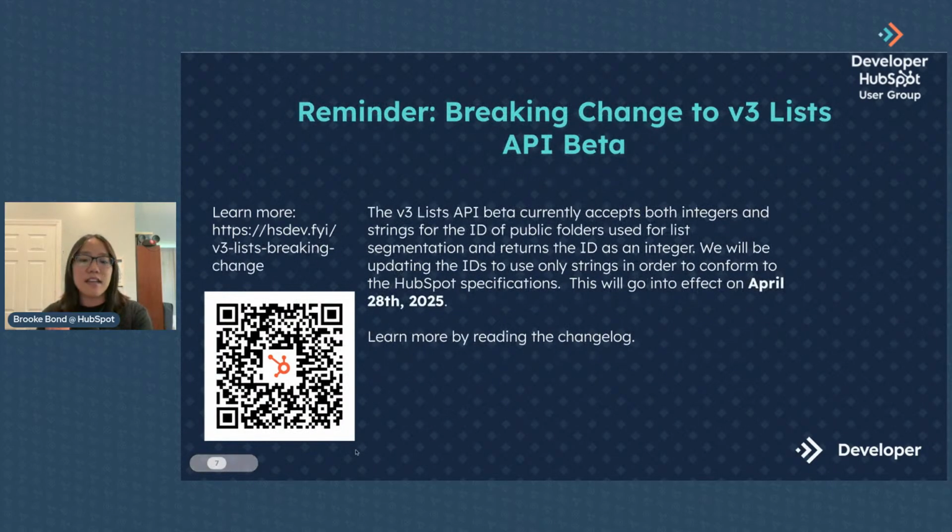And the final announcement that I have is a reminder about a breaking change update to the V3 lists API beta. The V3 beta currently accepts both integers and strings for the ID of public folders used for list segmentation and returns the ID as an integer. So we're going to be updating the IDs to use only strings in order to conform to our specifications. This will go into effect starting next Monday, April 28th. You can learn more by reading the changelog and making sure that you are getting ahead of this.